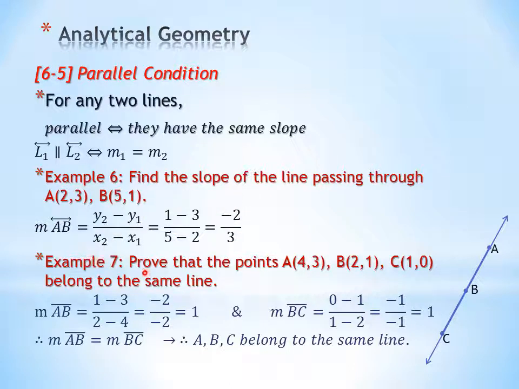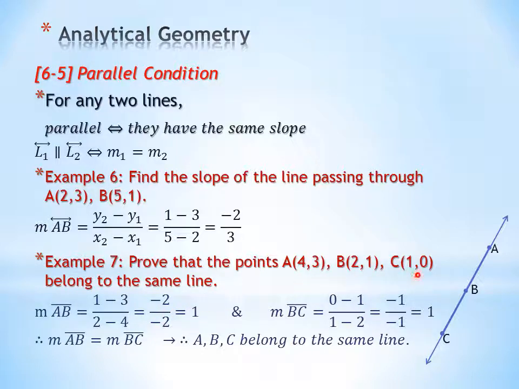In example 7, we have 3 points A, B, C. We want to prove that these points belong to the same line. So I will find the slope of segment BC and the slope of segment AB. If they have the same slope, then they belong to the same line. So the slope of AB is y2 minus y1, 1 minus 3, over x2 minus x1, 2 minus 4. That's negative 2 over negative 2, which is 1.